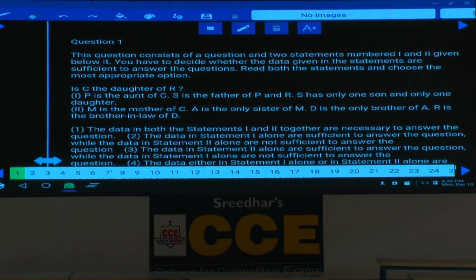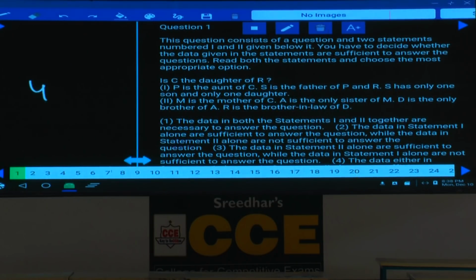Now paper number 45. Now in this paper number 45, question number 1. Now the first 5 questions are based on data sufficiency. Now you see the data of R.